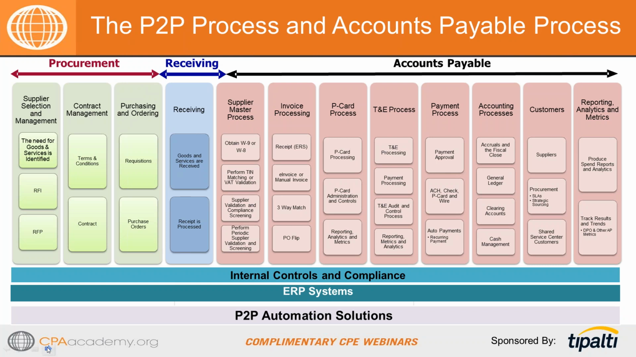And we'll close with a look at reporting, analytics, and the metrics process that accounts payable has to be the owner of. And the foundation of these processes are internal controls and compliance, and ERP systems, that's your enterprise resource planning system. In a lot of cases, in large companies, it would be the Oracles, the SAPs, the PeopleSofts, but in smaller companies, it could be all kinds of different systems that connect all these pieces of procure to pay and hopefully do it somewhat well.